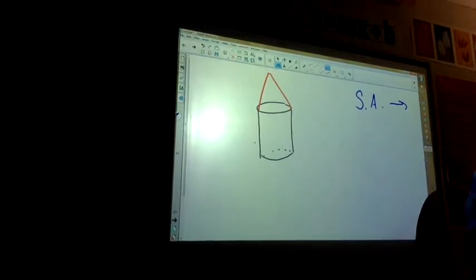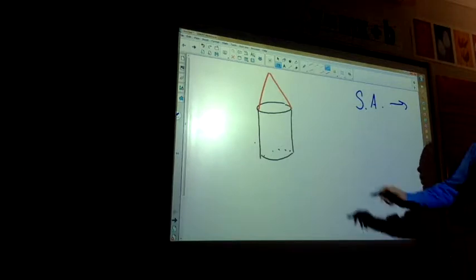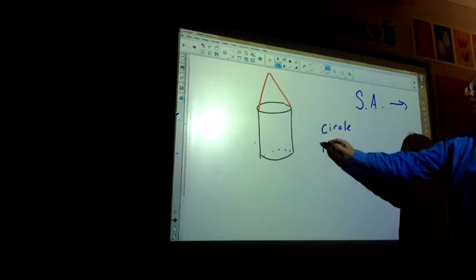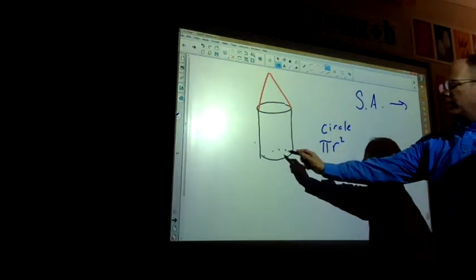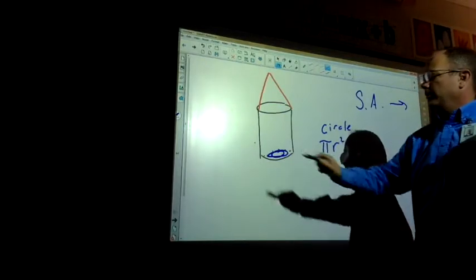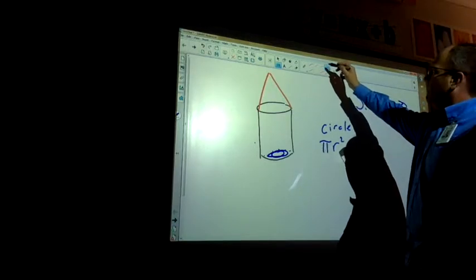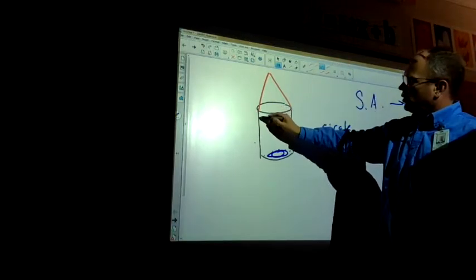I have the bottom of the cylinder, which is a circle. Agreed? And in order to find the area of that, that's pi r squared. That takes care of this. Do I have to worry about any other circle finding the surface area of this object right now? No, the cone is sitting on top of it, so now you don't worry about it. So then we have to think about this portion.